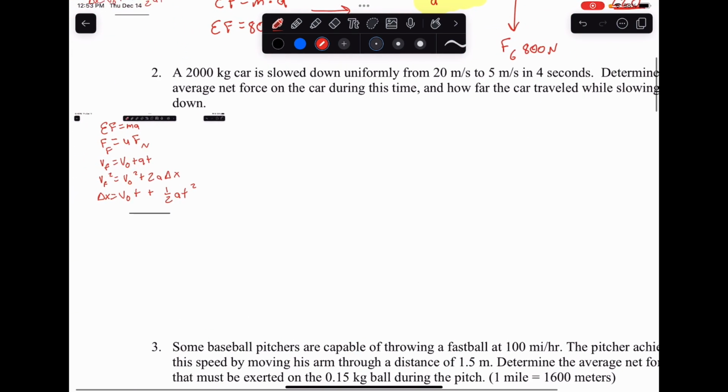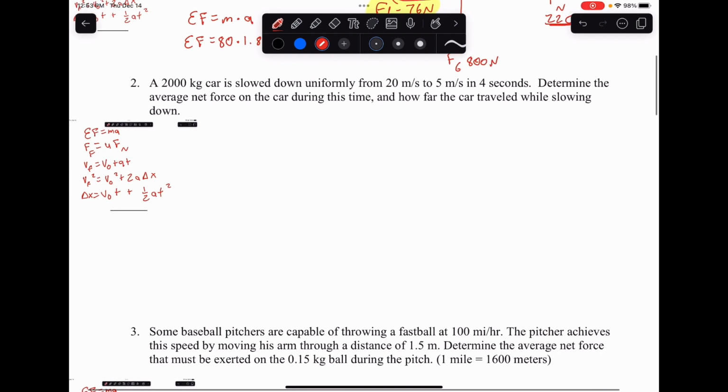All right, a 2,000-kilogram car is slowed down uniformly. That's important. From 20 meters per second to 5 meters per second in 4 seconds. Determine the average net force on the car during this time. How far? So we're looking for how far, so delta x. And the average net force, so we're going to take that as total force equals question mark.